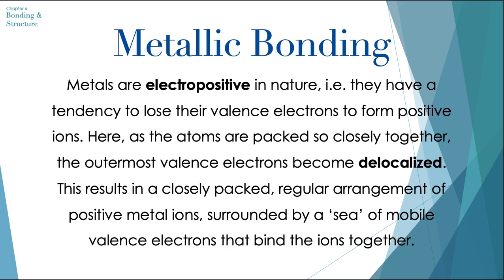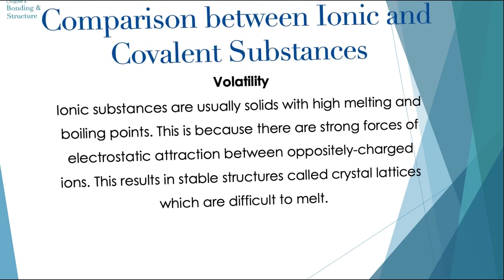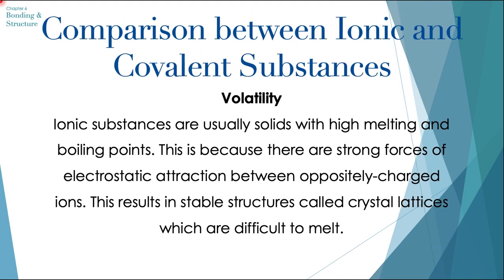So now we're going to look at the comparison between ionic and covalent substances and some of their properties. Comparison between ionic and covalent substances, starting first with volatility. Volatility is basically the melting and boiling points and so on.